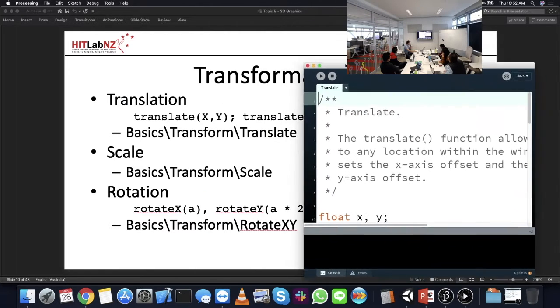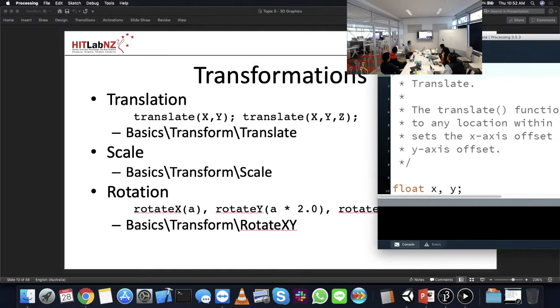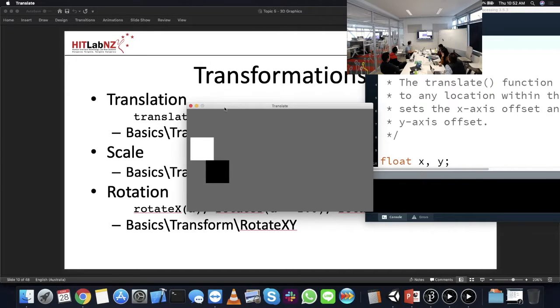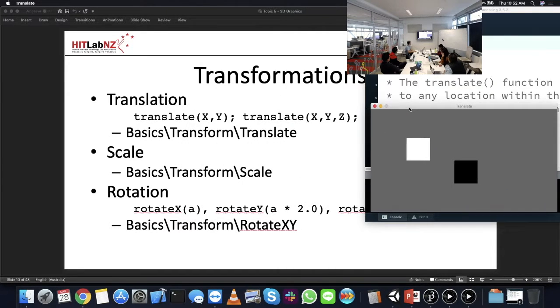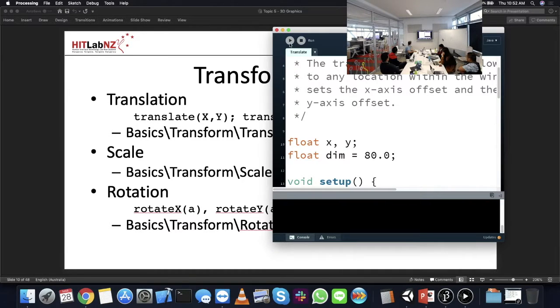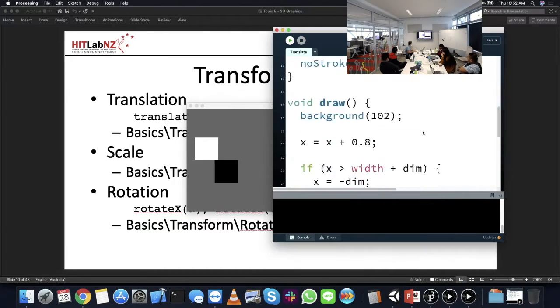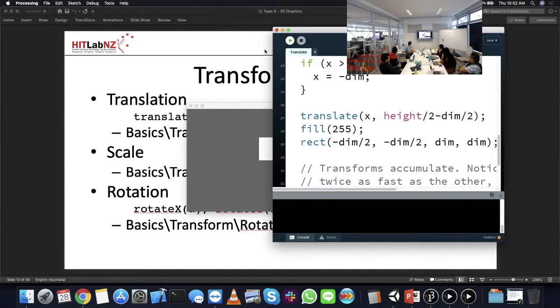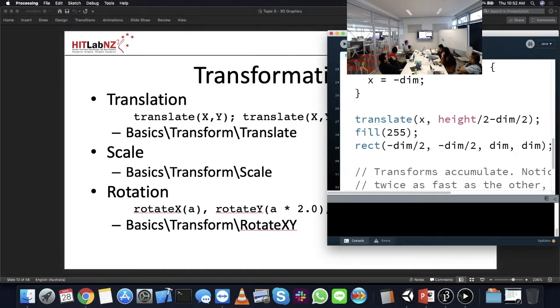So there are three main types of transformation in our nice Euclidean world. They are translation, which is moving; scaling, which is changing the size of stuff; and rotation. We've got a few examples here. This first one actually isn't really the best example of translation. But translation is basically shifting something in three-dimensional space.